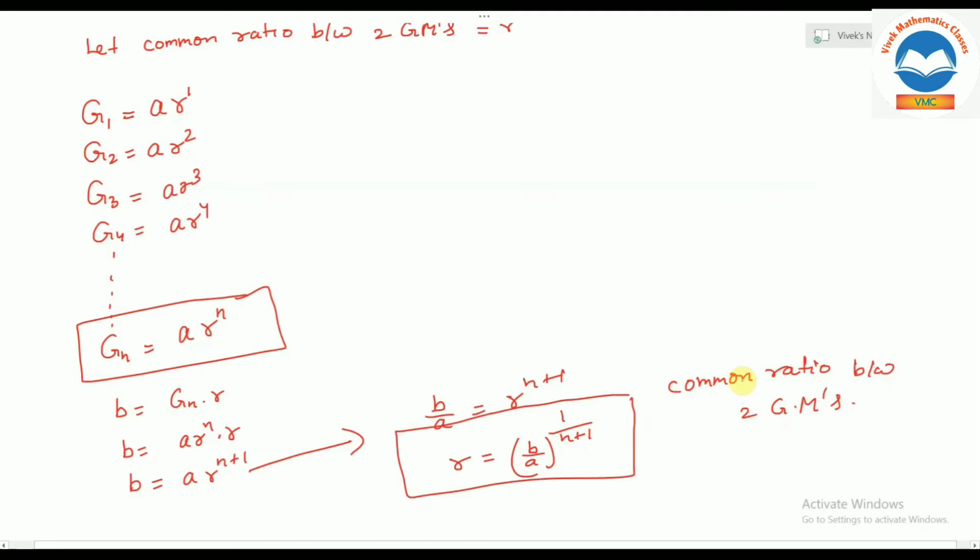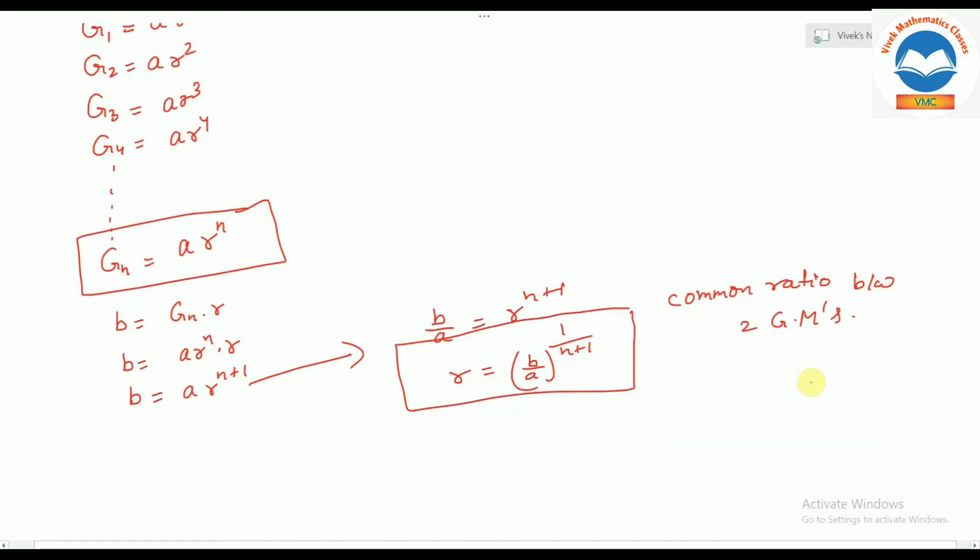Okay, what will be the common ratio between two GMs? It is (b by a) whole to the power 1 by n plus 1, where a is the first term, b is the last term, and n is the number of GMs, that is, whatever number of GMs we have inserted in between a and b. So we can find r from this.